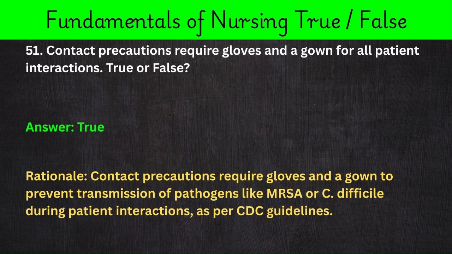51. Contact precautions require gloves and a gown for all patient interactions. True or false? Answer: True. Rationale: Contact precautions require gloves and a gown to prevent transmission of pathogens like MRSA or C. difficile during patient interactions, as per CDC guidelines.